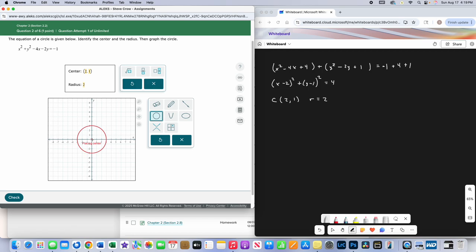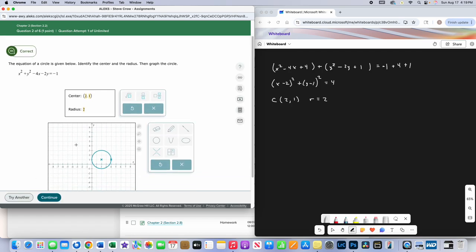All right. So our center is at 2, 1. So we're putting the center there, and then the radius is 2. So we'll go to the right 1, 2 units right there, and then we'll check, and we got it correct.